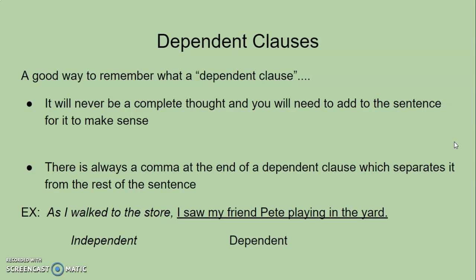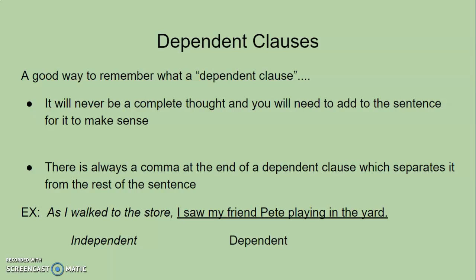Okay, let's take a quick review. A good way for us to remember what a dependent clause is, it will never be a complete thought, and you will need to add to the sentence for it to make sense. It depends on more information. There is always a comma at the end of a dependent clause. If you notice on a lot of our examples, for dependent clauses, there's commas because it relies on that additional information. So you're always going to see a comma at the end of the dependent clause because it separates the two ideas. Look at the example below.